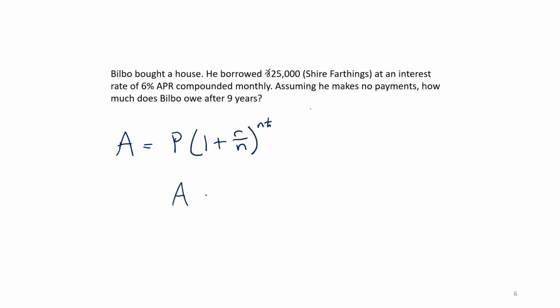So we're going to fill in what we know. We're looking for A, how much does Bilbo owe, equals 25,000 times 1 plus 0.06 over 12 raised to the 12 times 9 years. And then we're just going to plug that in.